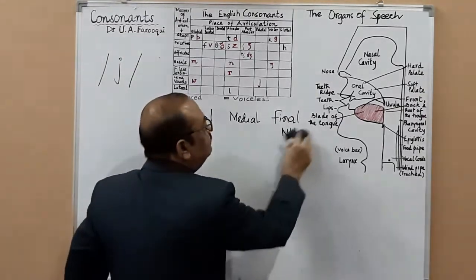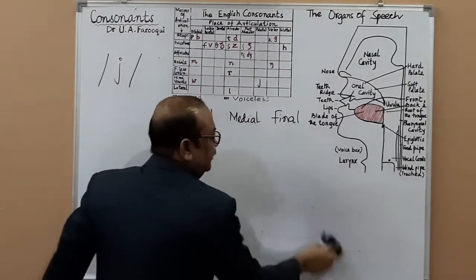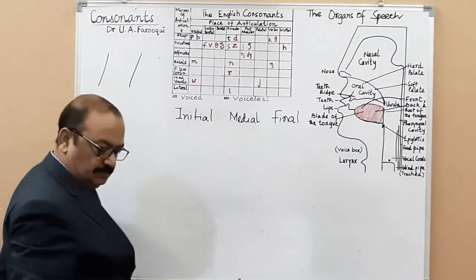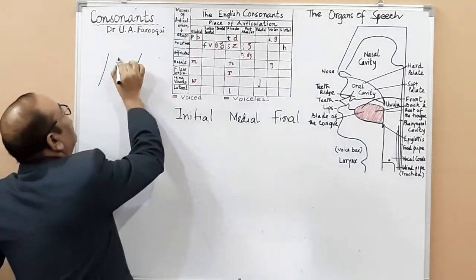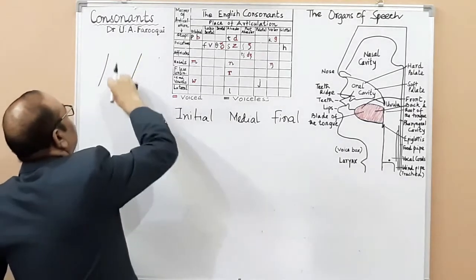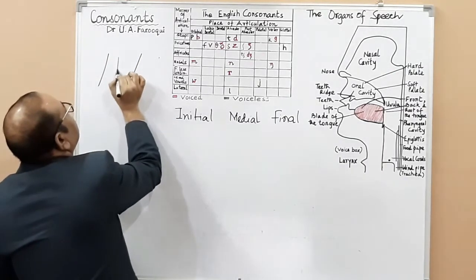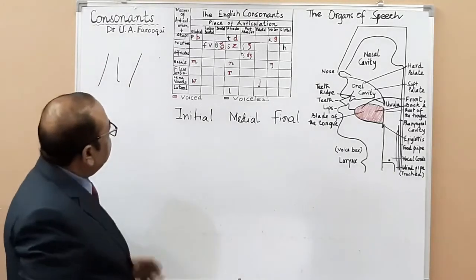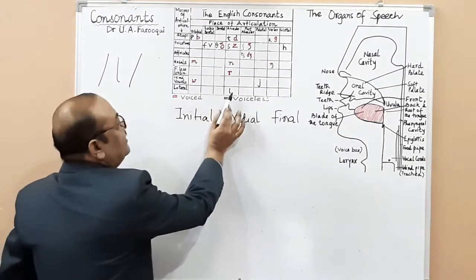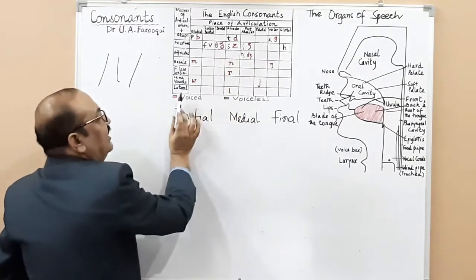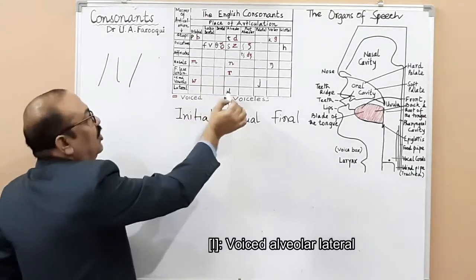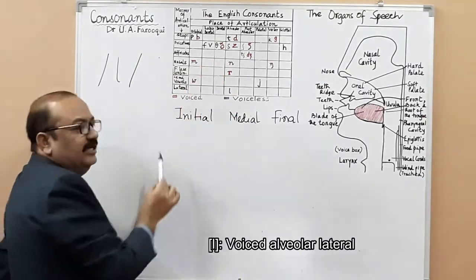Is it okay? Yes, sir. This is small, okay? Small. What is it? It is a voiced alveolar lateral consonant. The three-term description would be voiced alveolar lateral consonant.